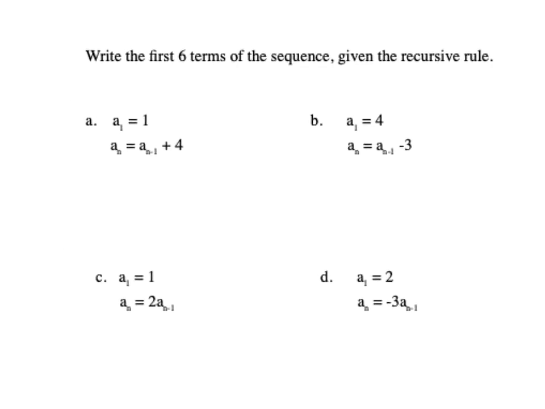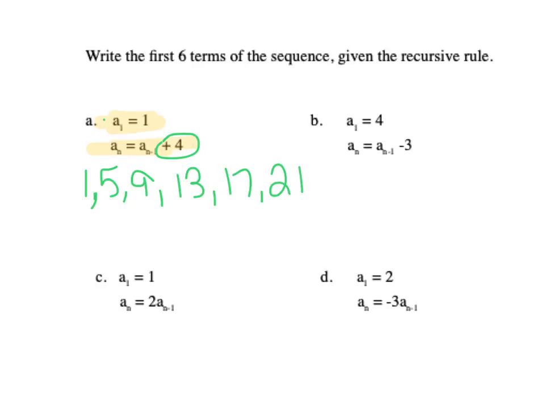So we have a couple of arithmetic and geometric recursive rules here. Notice it's recursive because it tells us what a sub 1 is, and then it gives us a rule. So what this is telling us is that my first term in my sequence is 1. And then after that, anytime I want to know the next term, I am just going to add 4. So I'm going to do 1, add 4, and I get 5. I add 4, and I get 9. I add 4, 13. I add 4, and I get 17. Add 4, get 21. So this tells me where I start and then where I'm going from there.